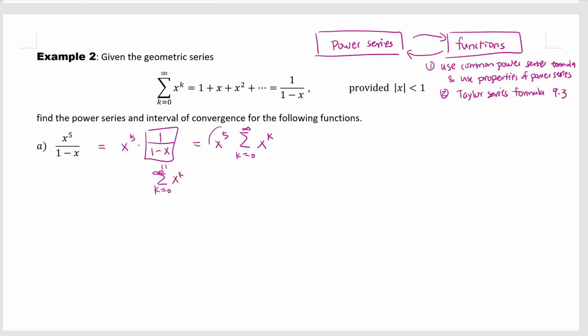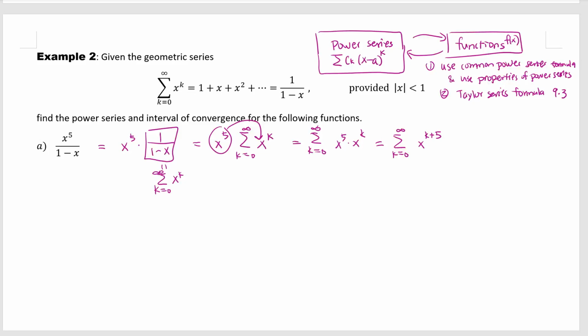And then now I can move x to the 5th inside. We get x to the 5th, x to the k. Alright, and we can also combine them together. It becomes x to the k plus 5. Okay, so for the power series, I hope that you can always express it in terms of a sum of ck x minus a to the power of k. So express your power series into the standard form, and the function is f of x.